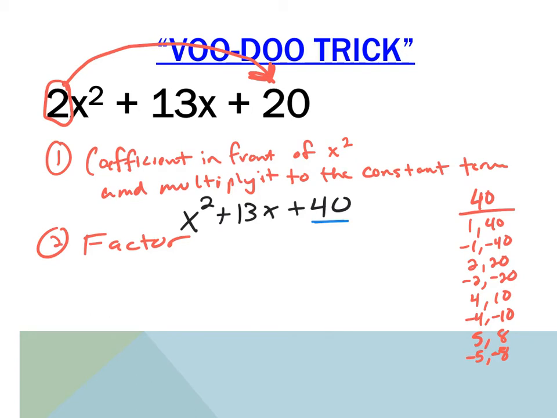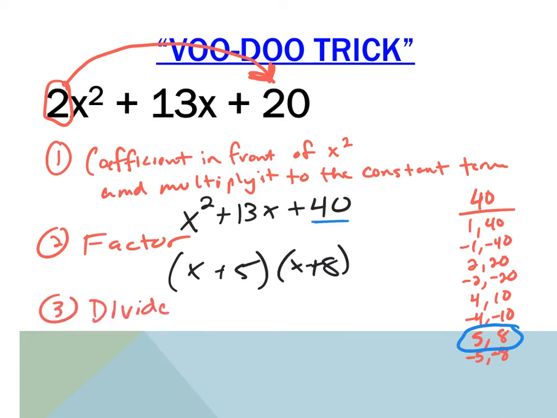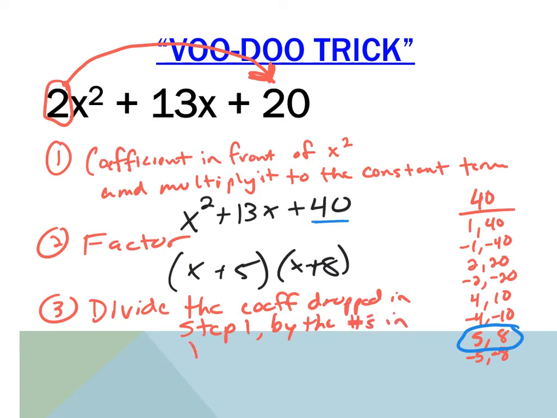And so if we look at the giant list, which ones add up to +13? Looks like the 5 and 8. And so that becomes x plus 5, x plus 8. Okay, that's the second step. We're not done yet. The third step is we divide the coefficient dropped in step 1 by the numbers in the factor form.